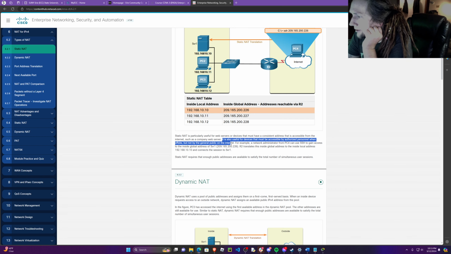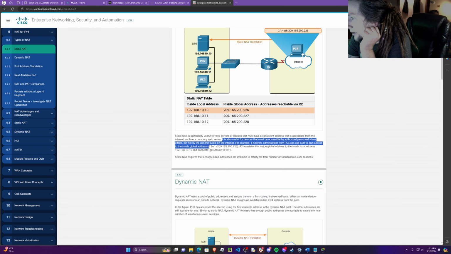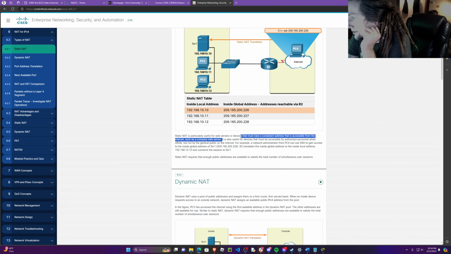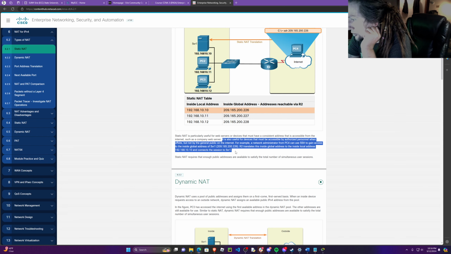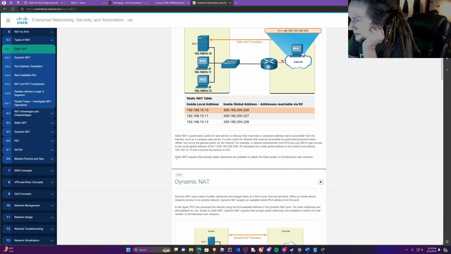on the internet. For example, a network admin from PC4 can use SSH to gain access to the inside global address of server 1. R2 translates this inside global address to the inside local address and connects the session to server 1. Static NAT requires that enough public addresses are available to satisfy the total number of simultaneous user sessions.